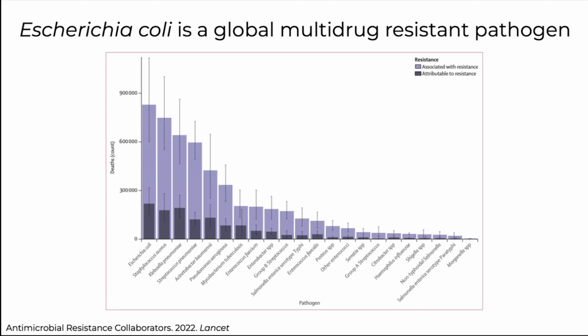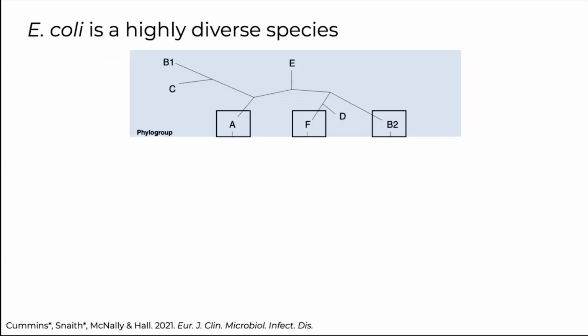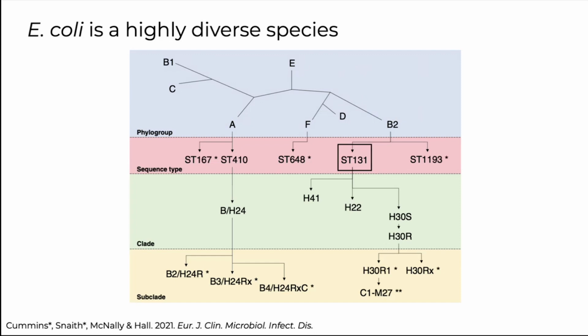But for me, it's also really interesting from a fundamental biology perspective. It's a highly diverse species. But what I find particularly interesting is that we don't find AMR and MDR uniformly across the species. We generally find it restricted to certain phylogroups, for example, A, F, and B2, and then certain sequence types within those phylogroups, for example, ST131 as our most successful MDR lineage. But even within ST131, we find lineage-specific differences.